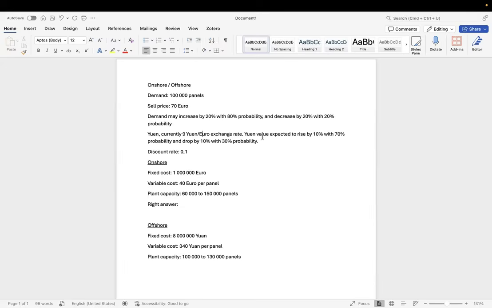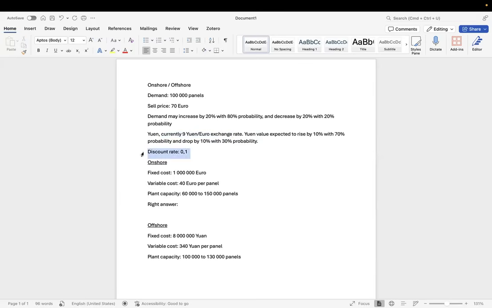So for this one, if we say, for example, yen value is expected to rise by 10%, 9 yen is equal to 1 euro, and this exchange rate would decrease. If the yen's value drops, we may then see that 10 yen is equal to 1 euro. So it's important to read and understand the question in the example, that the value of yen is expected to rise and then drop, meaning that it will be the opposite for the exchange rate.